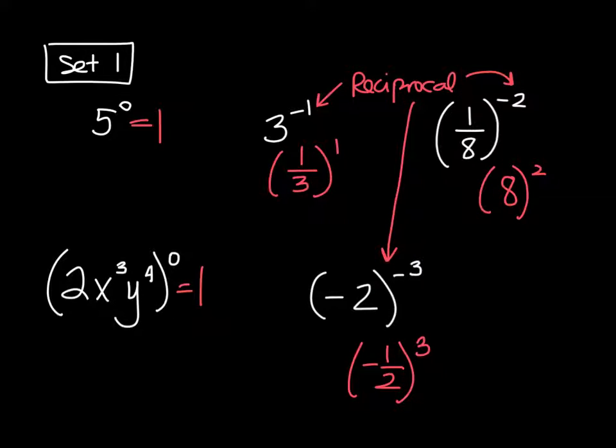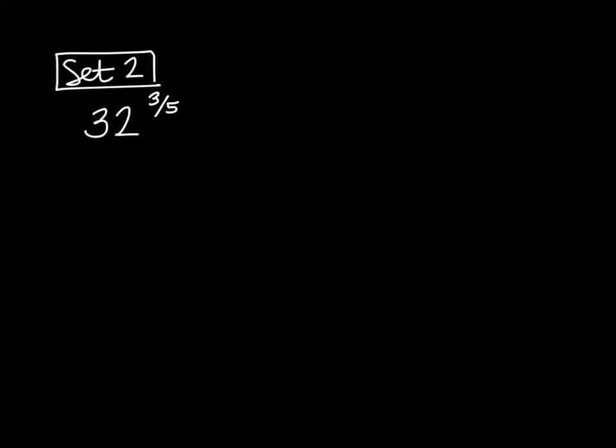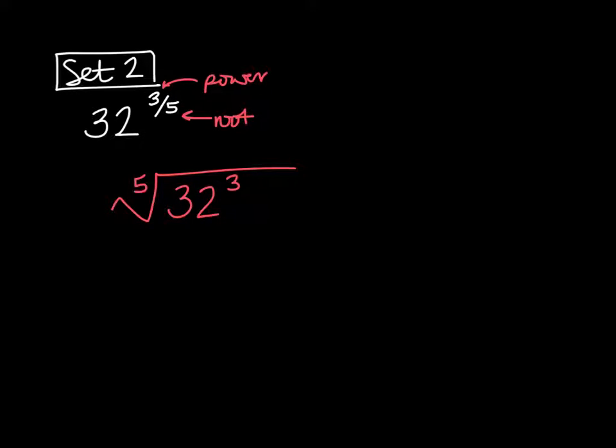All right, one more type of problem. Remember, the top is the power, and the bottom is the root. So if I rewrite this, I'm going to have the 5th root of 32 to the third power. Now, you have an option if you want to simplify, if you want to do the 5 first or the 3 first. If you do the 3 first, that means you would do 32 times 32 times 32. That's going to give you some crazy big number that you're going to have to break down. So instead of doing the 3 first, I'm actually going to take care of the 5 first.